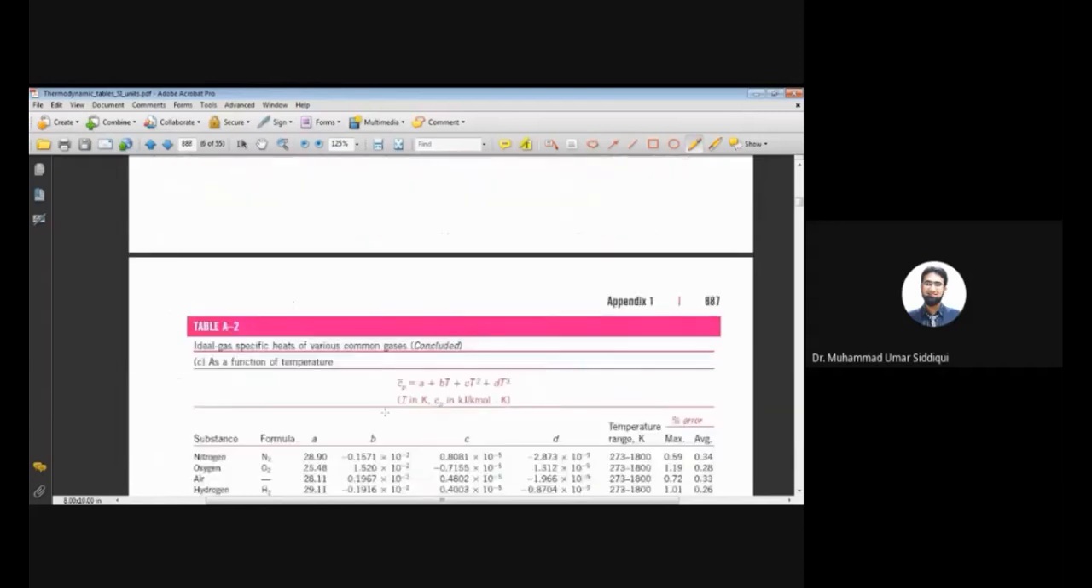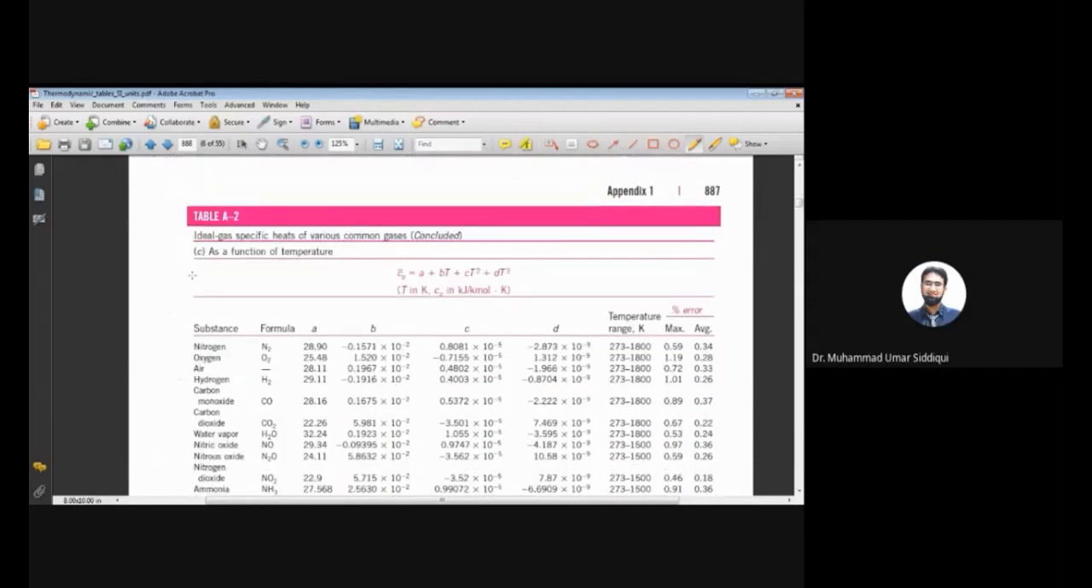Then we have here Cp as a function of temperature. But this part C of this table is something we are not going to use, because this is normally used in the software. You can apply it in the software. You have the formula, you will be using the software obviously, but this is for your own practice if you want to do it. So these are the constants here. If you know the temperature in Kelvin, you can substitute those constant values and determine the average Cp value as a function of temperature.